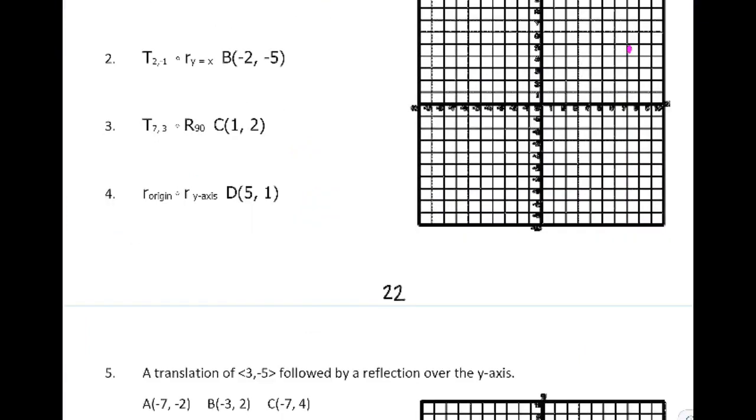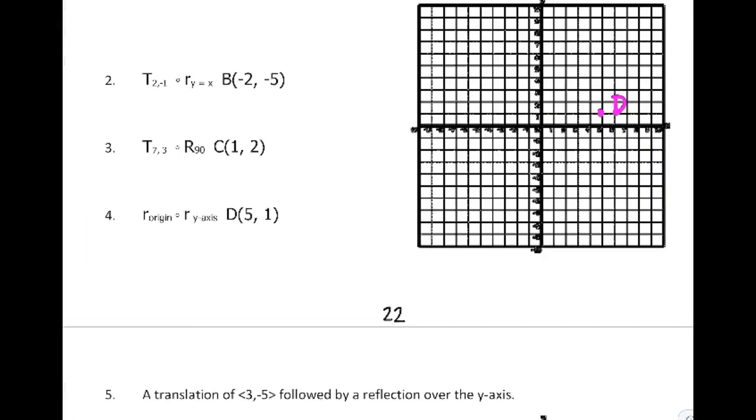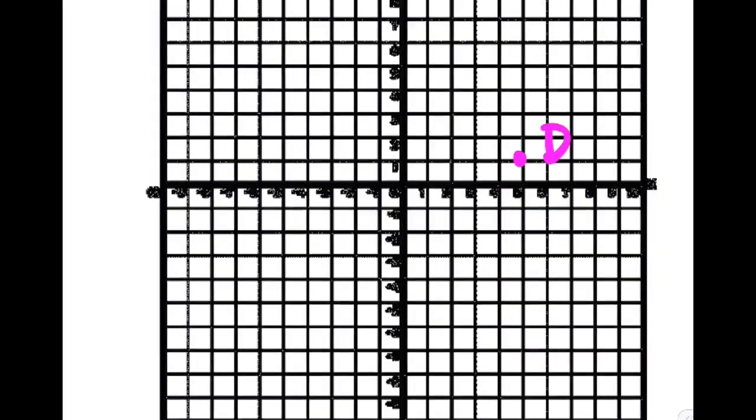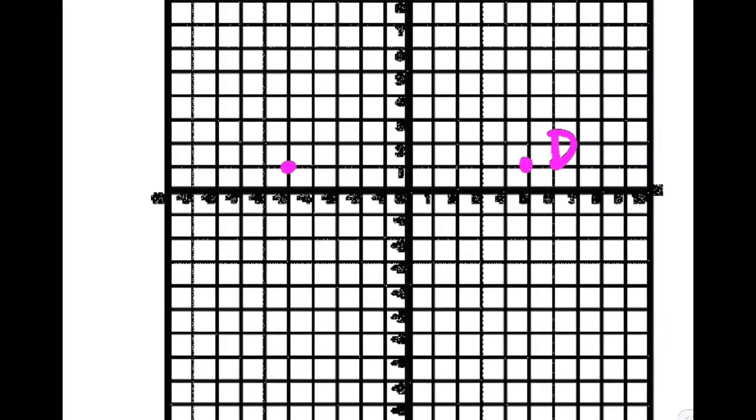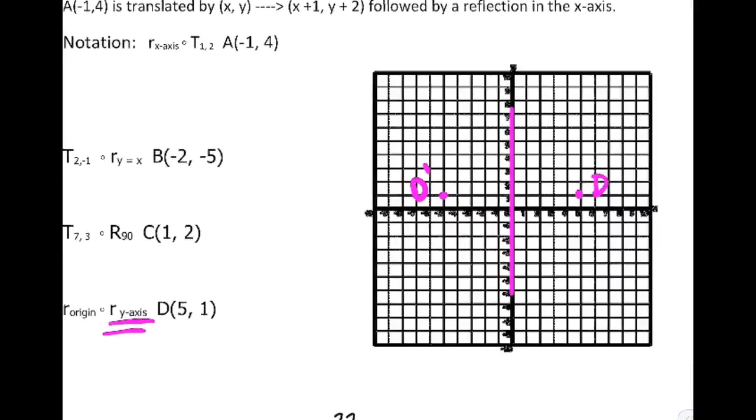And number 4 says start with the point 5, 1, which is point D. We are going to reflect over the y-axis, which would put it over here, right? That being the y-axis right here, puts us at -5, 1.